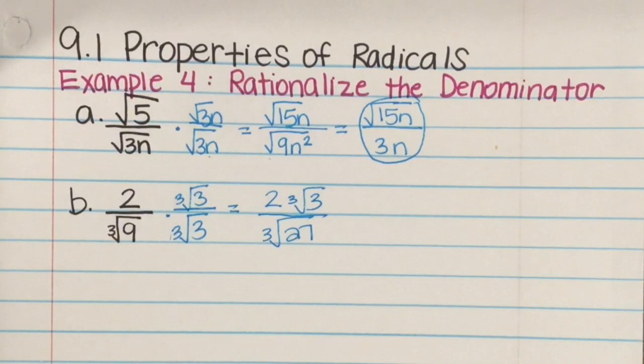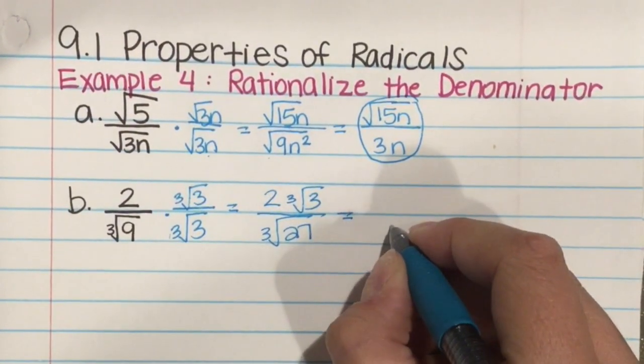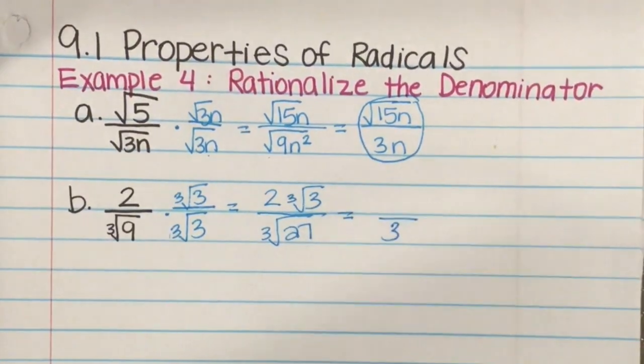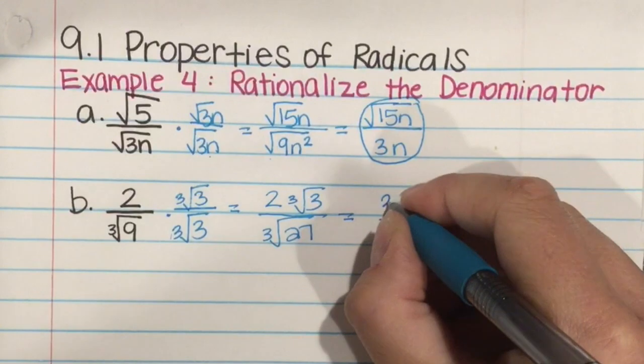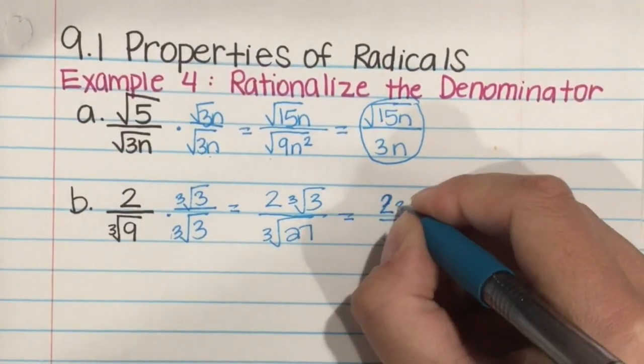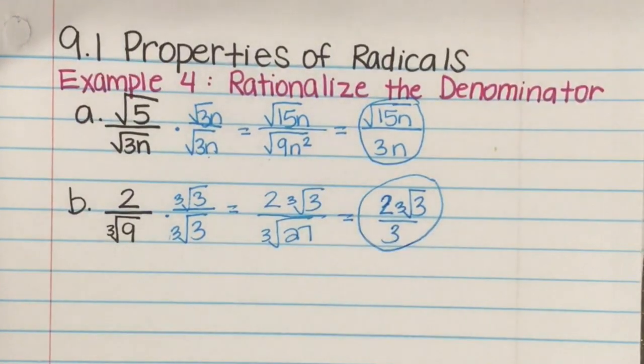Again, we do still see that cube root in the denominator, but we know that the cube root of 27 is 3. So that gets rid of that in the denominator, and then the numerator stays the same. So this is my final simplified answer.